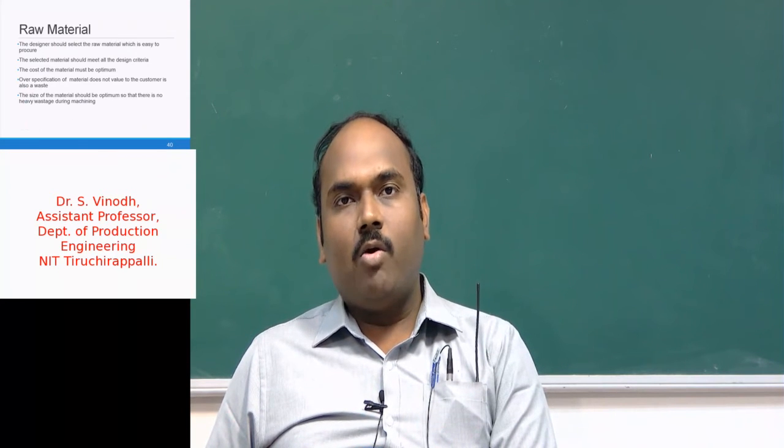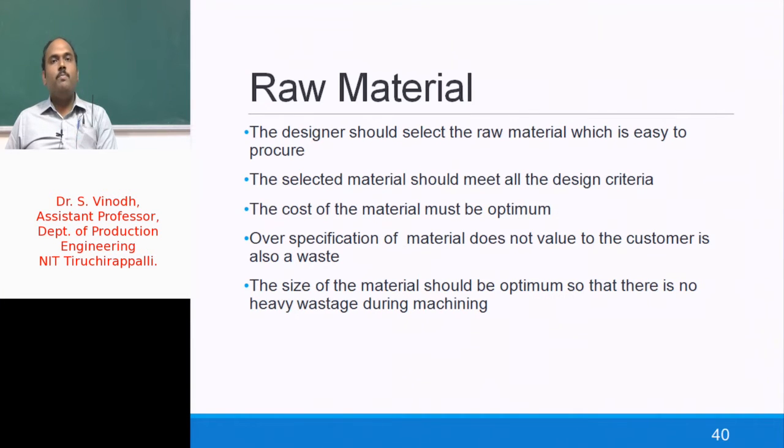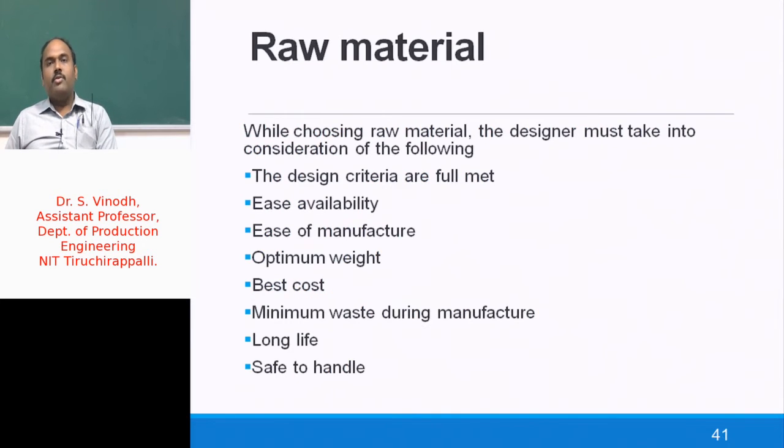The first one being the raw material. The designer needs to select the raw material which could be easily procured, and the raw material being selected has to comply with all the design criteria being stipulated, and we should focus on the optimum cost of the raw material. Certain design criteria that need to be considered while selecting the raw material include ease of availability, ease of manufacture, optimum cost, long life, safety aspects, and so on.